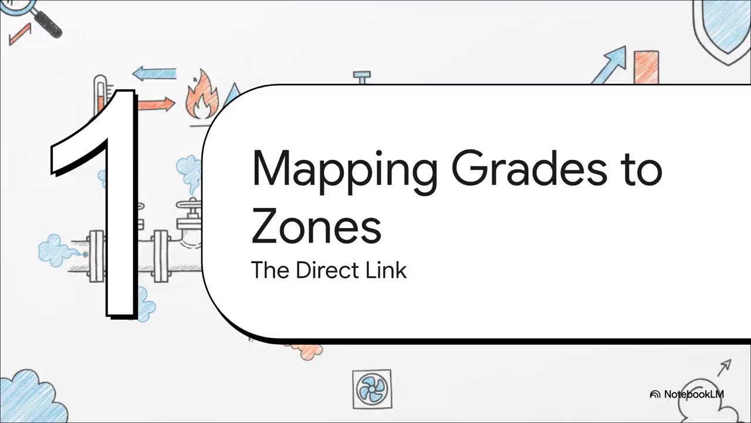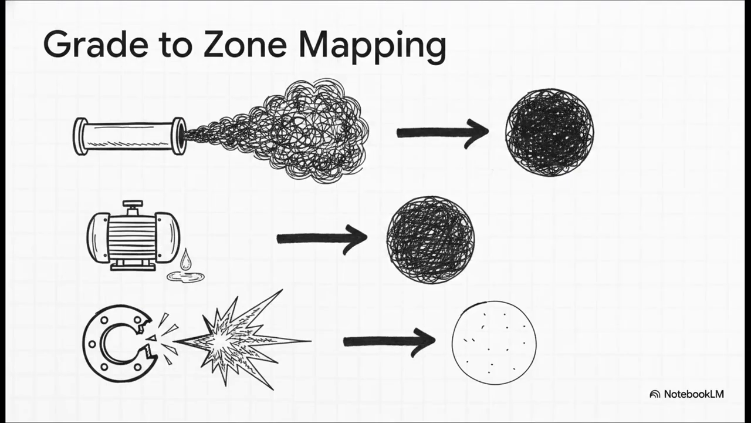Section 4, mapping grades to zones, the direct link. Now that we understand exactly how a leak behaves, we can connect it directly to the hazardous area zone classification. Honestly, this is where the magic happens. The fundamental rule here ties the grade directly to the zone.